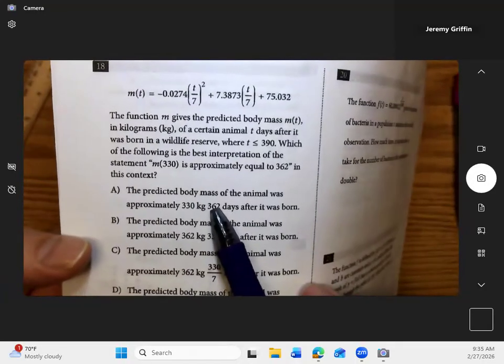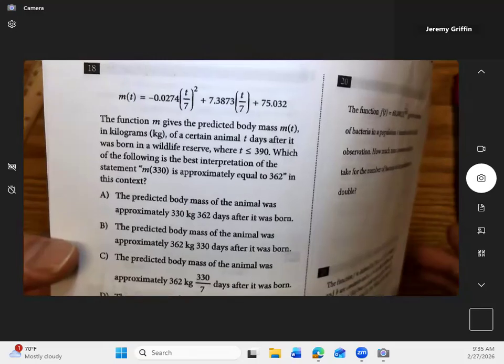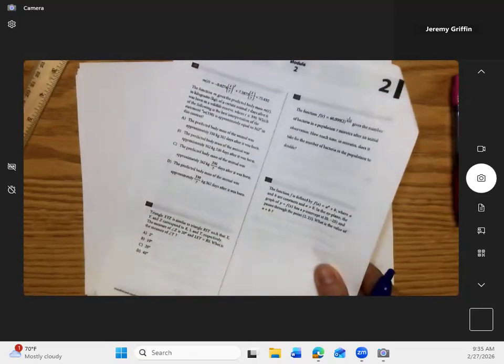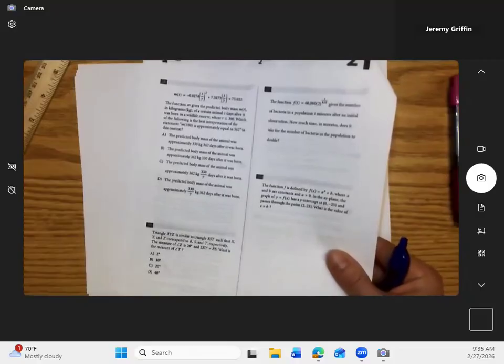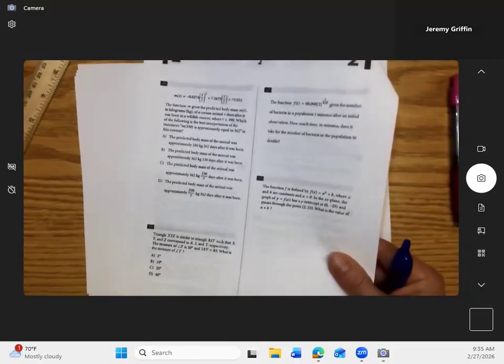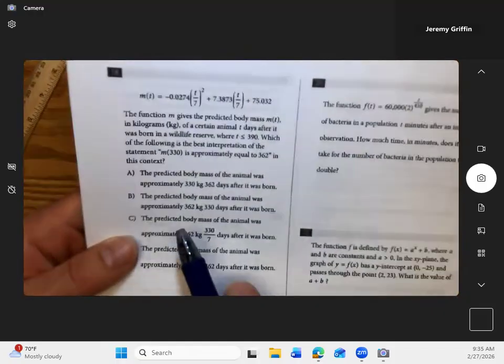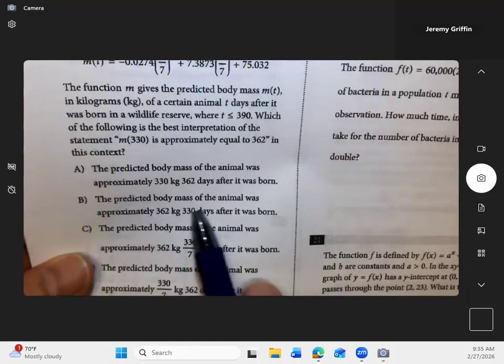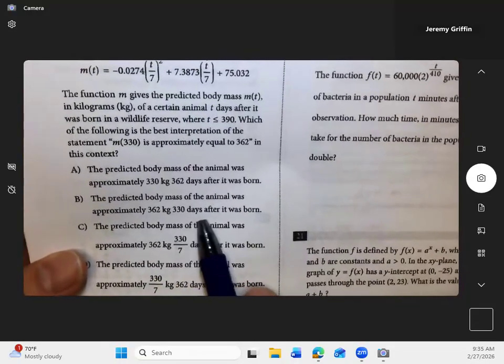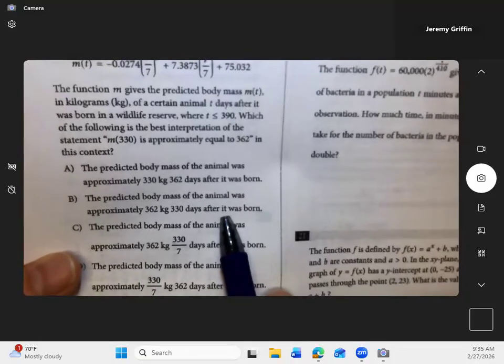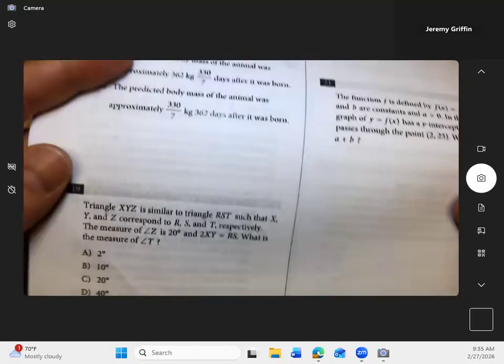All right, let's find a key here. This is mod 2, number 18. Okay, my key is saying it's B. Let me see. The predicted body mass is 362 kilograms after 330 days. Yeah, that's exactly what we just said. It's B. So you guys got 18 is B? 18 is B. Number 19.